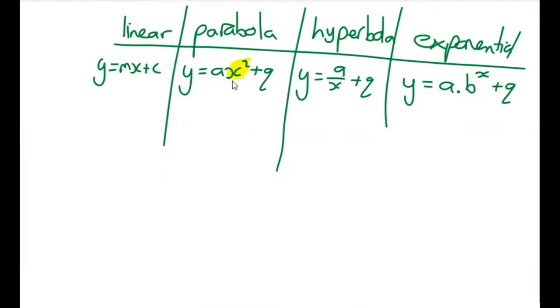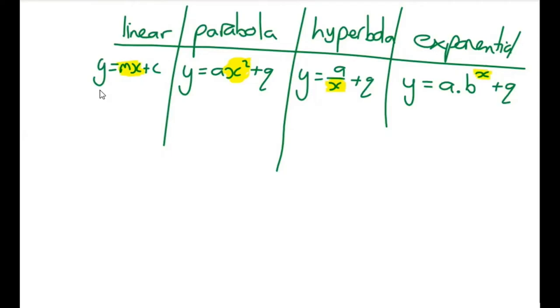The parabola has an x to the power of 2. The hyperbola has the x in the denominator. The exponential has the x in the exponent. And the linear just has something multiplied by the x. There's nothing else special happening. Okay, that's the 4 different things. And you should be able to look at the equation and see what type of graph it is.